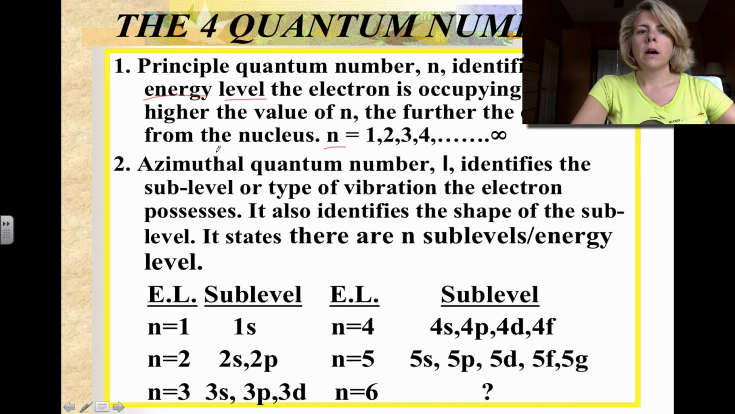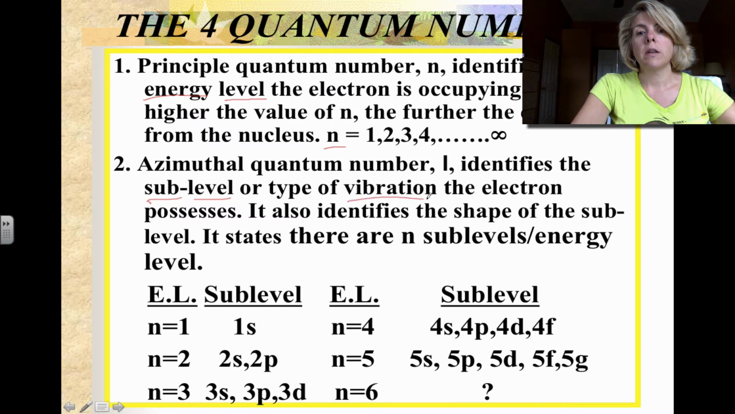What this means is the higher the energy level, the more distance the electron is from the nucleus. Now, this next number is what we call the sublevel. So the first part of the address is called the quantum number. The second part is the sublevel. So this actually tells us the type of vibration.